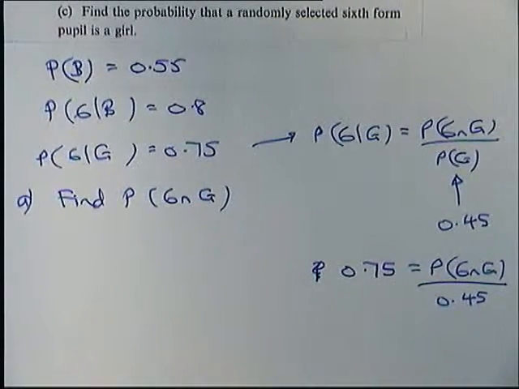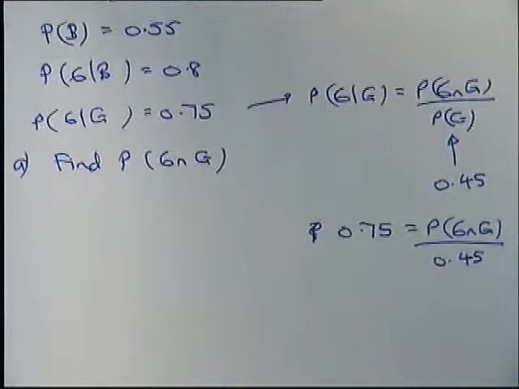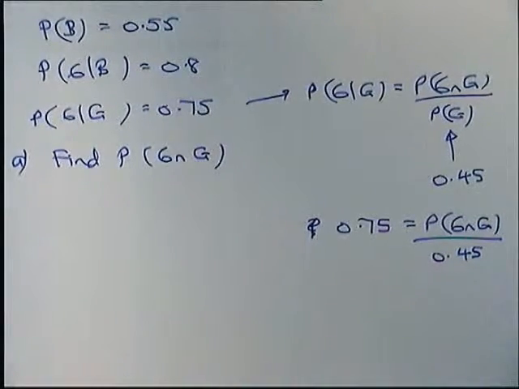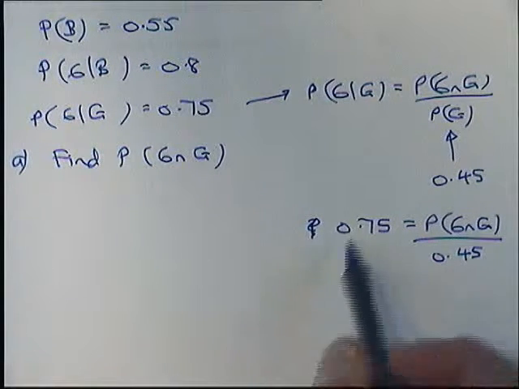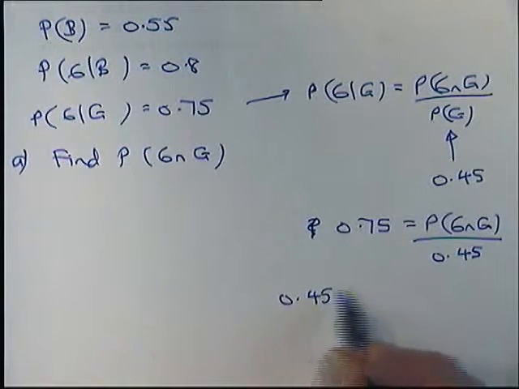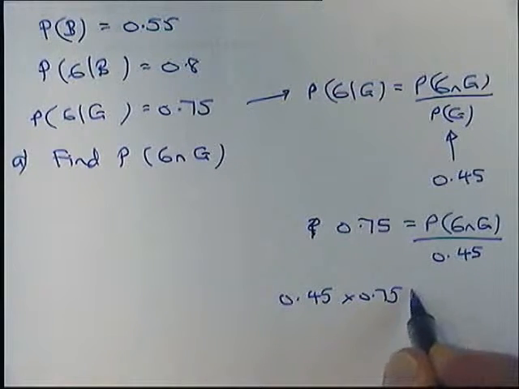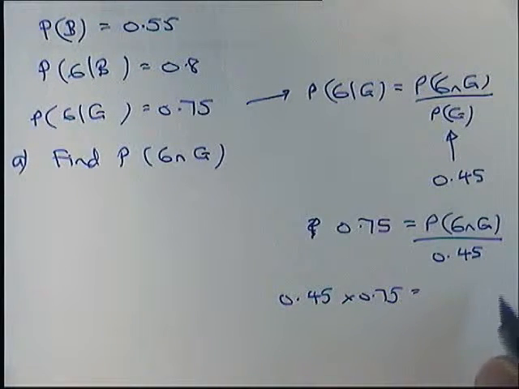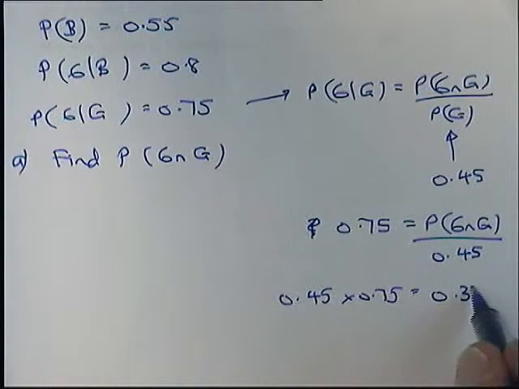So what calculation do I need to do now to find the 6 and G, the missing bit? Lucy, what calculation do I need to do now? 0.45 times 0.75. Yeah, that's right. Bring that up here and multiply. 0.45 times 0.75 will give us what we want. And if you do that, you should get 0.3375.